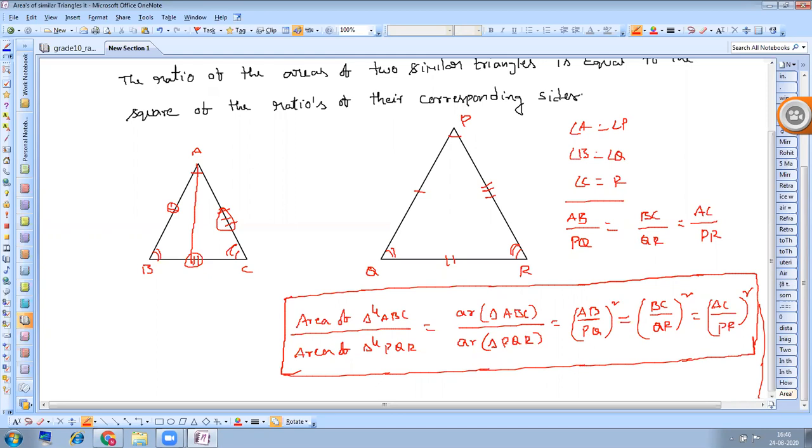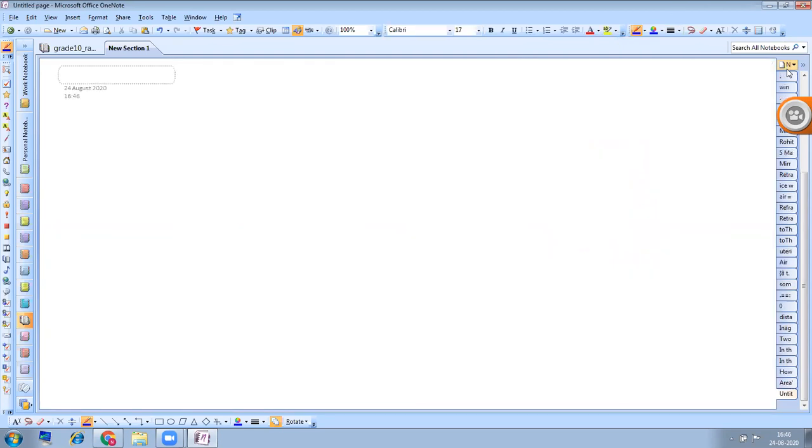So actually, if they are asking for this theorem, we have to write this statement. Areas of similar triangles theorem: the ratio of the areas of two similar triangles is equal to the square of the ratio of their corresponding sides. And now our job is how to prove this. This is a statement, and from this statement I can write this formula. So how to prove these statements? This we have to prove. I'm going to the next page to explain the proof of this theorem.